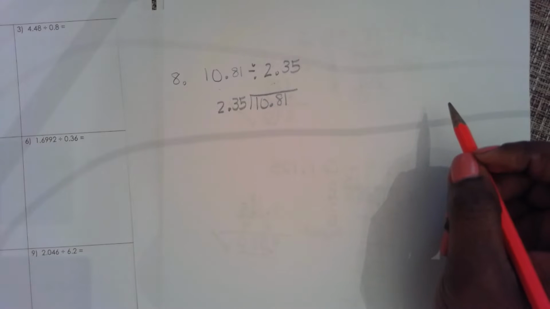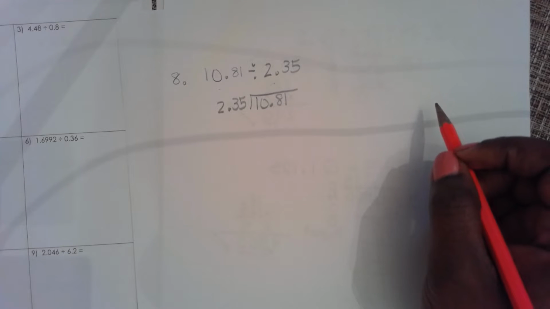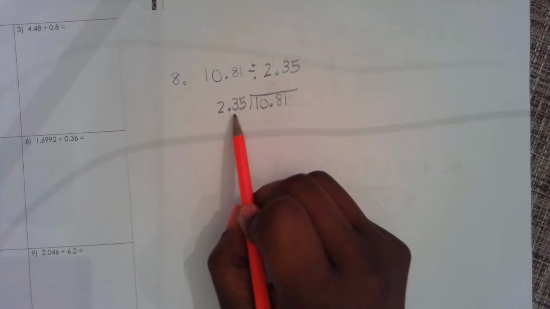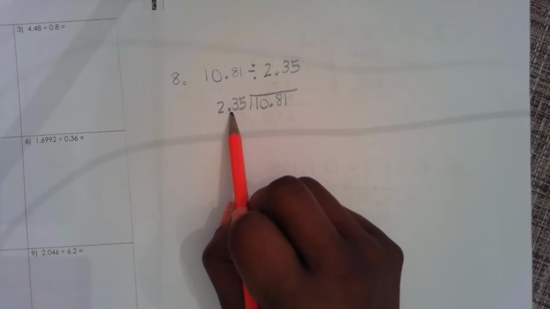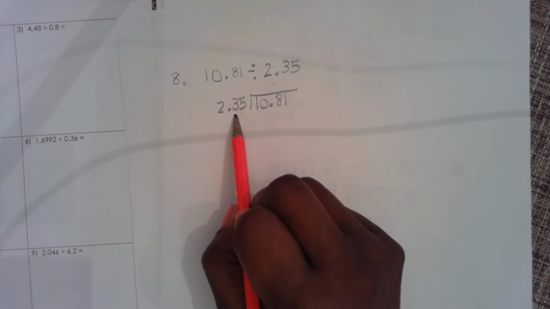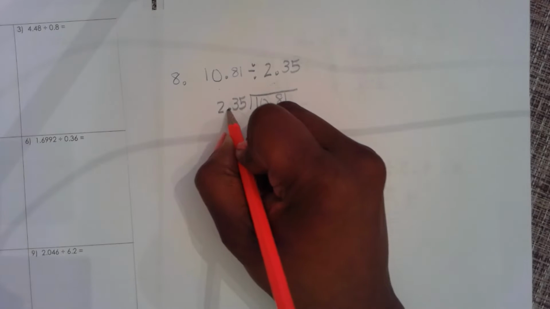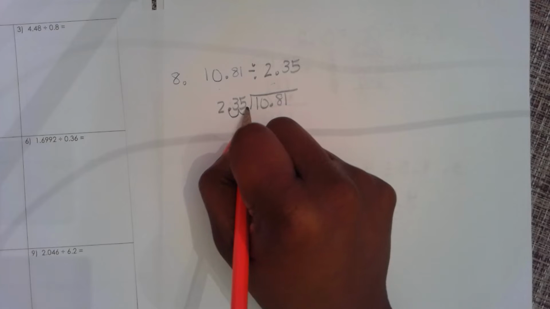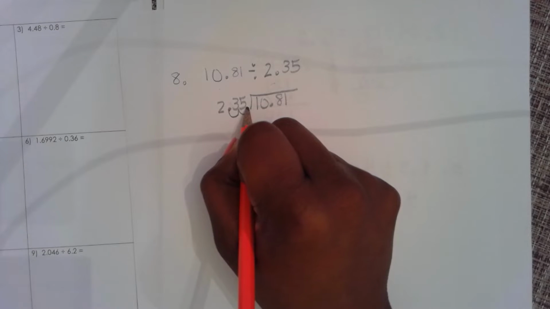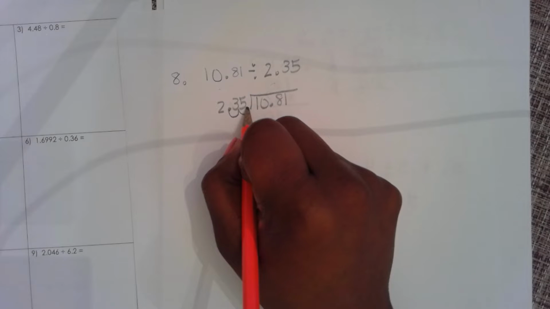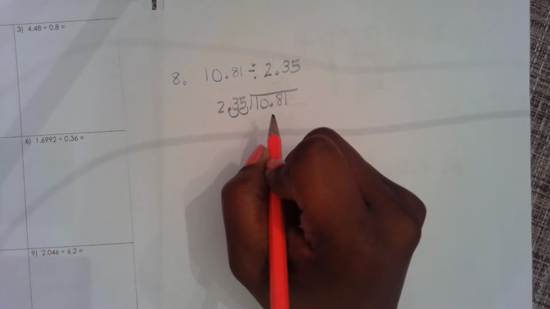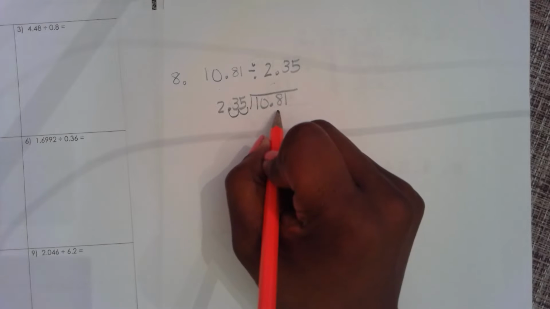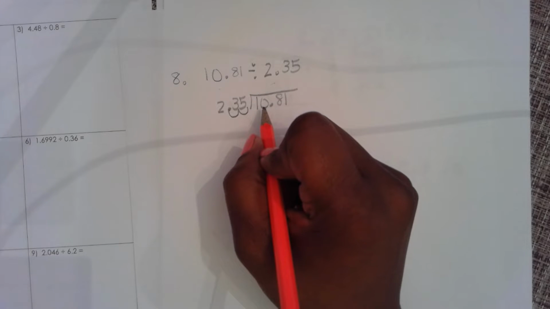Now it's time for us to remember the steps of dividing by decimals. We have to move the decimal in each part, the divisor and dividend, because our divisor cannot be a decimal. So if I'm making 2 and 35 hundredths a whole number, I have to make it 235. How many times did I move the decimal? I moved the decimal twice to the right, which basically means I'm multiplying divisor and dividend by 100. As long as you move the decimal or multiply by 100 in both the divisor and the dividend, you are not changing the value of this problem.